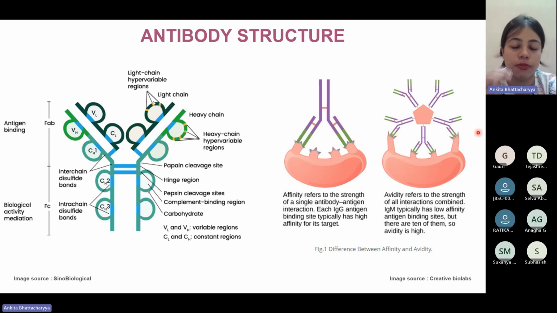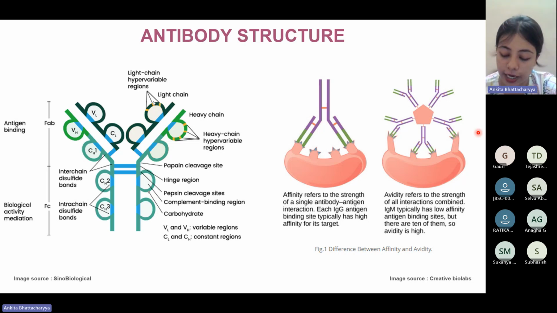Affinity obviously is easy to understand. Affinity is something you can just mathematically calculate. It refers to the strength of a single antibody antigen interaction. For example, here you see each IgG antigen binding site typically has very high affinity for its target.